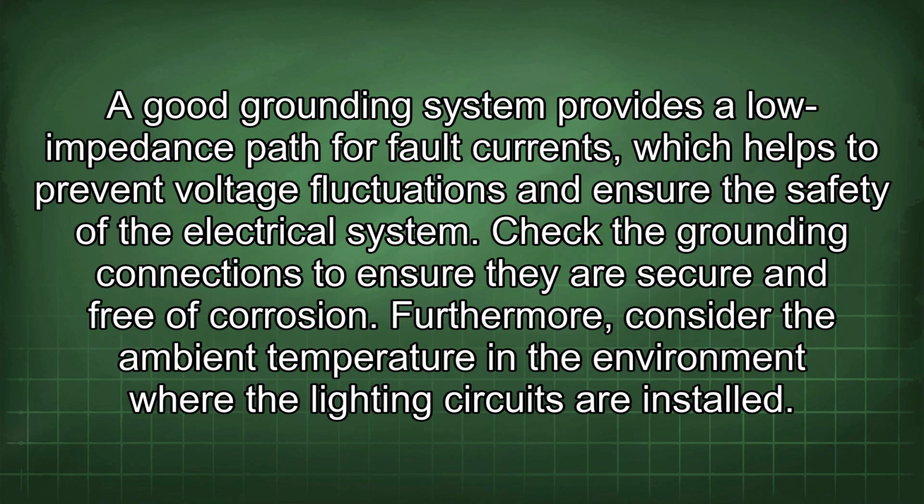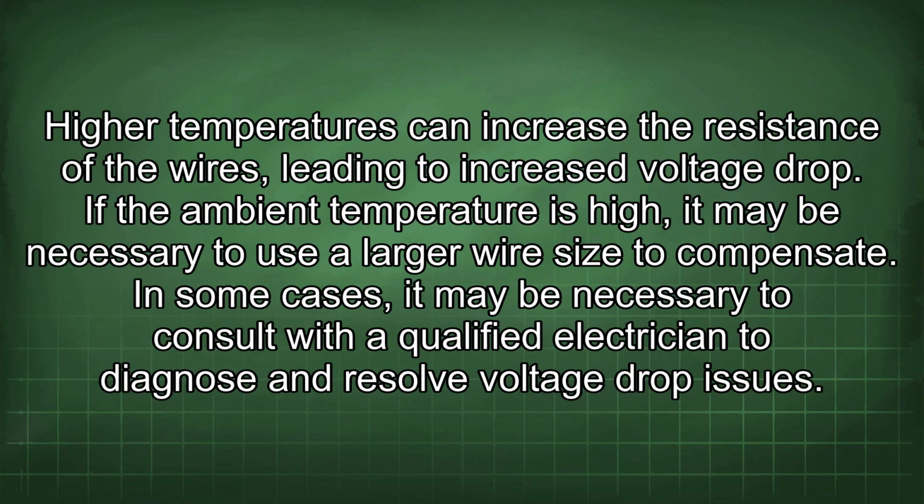Check the grounding connections to ensure they are secure and free of corrosion. Furthermore, consider the ambient temperature in the environment where the lighting circuits are installed. Higher temperatures can increase the resistance of the wires, leading to increased voltage drop. If the ambient temperature is high, it may be necessary to use a larger wire size to compensate.